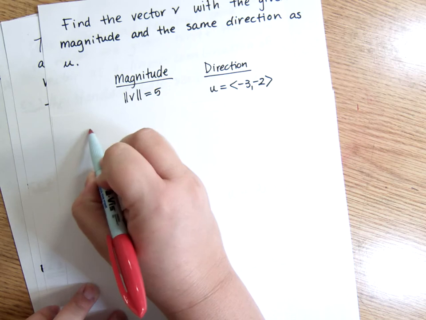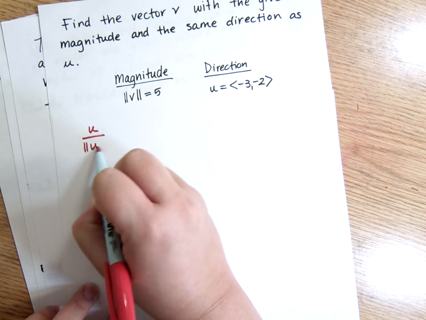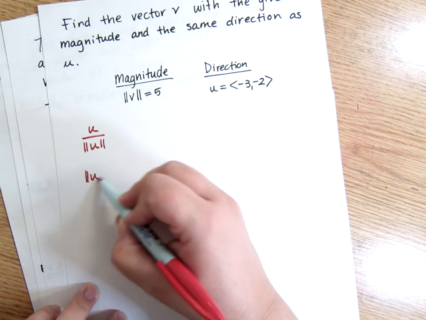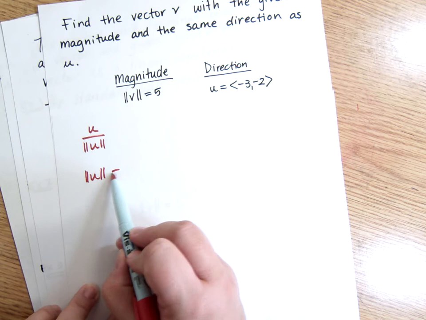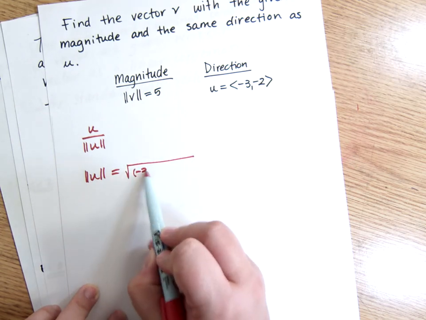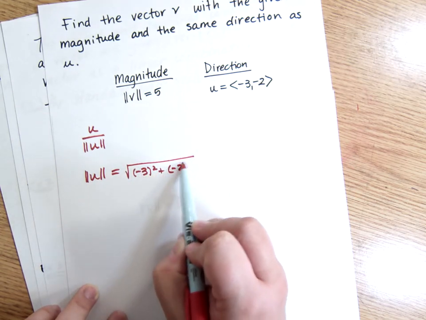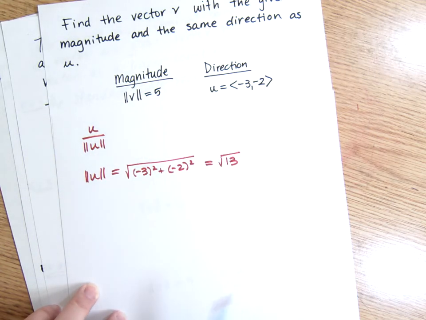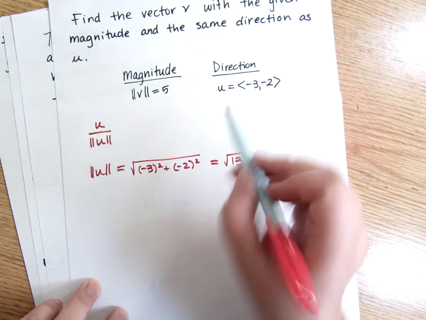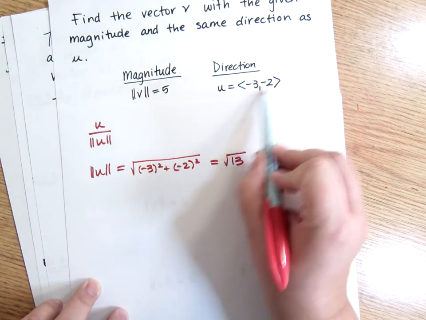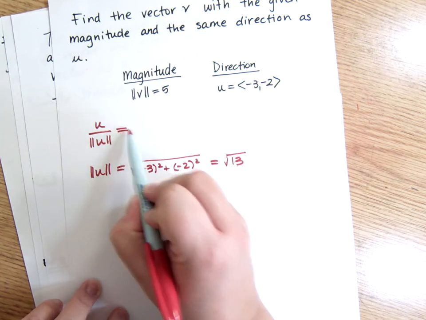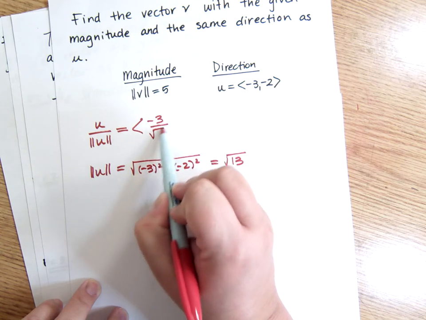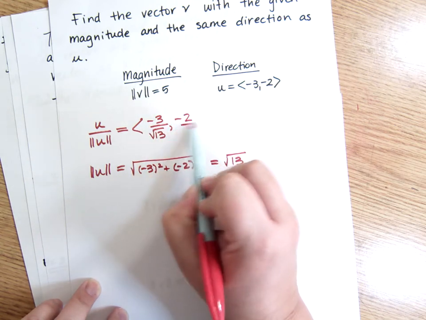To find the unit vector for u, I take u and divide it by the magnitude of u. Well, the magnitude of u is the square root of -3 squared plus -2 squared, which is 9 plus 4, which is 13. We keep bumping into this particular value. All right, so if I'm going to do the unit vector in the direction of this, there's the magnitude, and all I do is divide these by that magnitude. So I get -3 over root 13 and -2 over root 13.